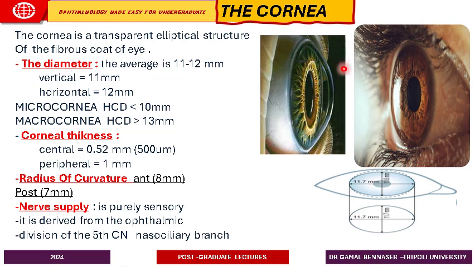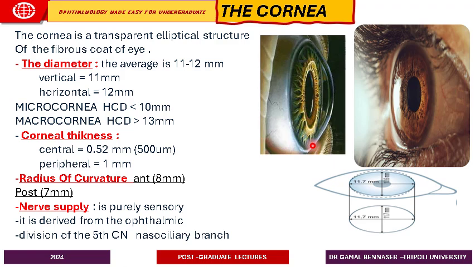The cornea is the transparent part of the fibrous coat of the eye. It forms 1/6 of the fibrous coat of the eye. The fibrous coat of the eye is made up of the sclera and the cornea, and the outermost part, the transparent and dome-shaped structure, is known as the cornea.